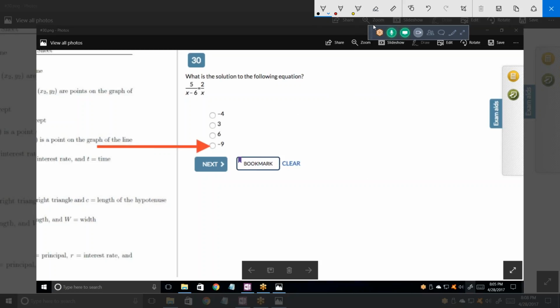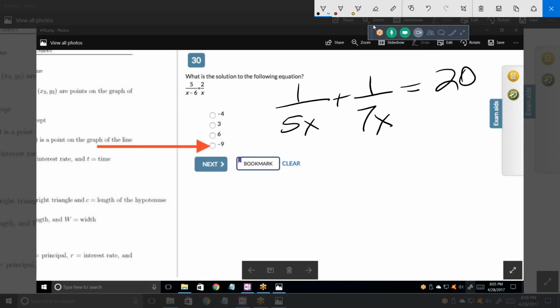I had 1 over 5x plus 1 over 7x equals 20. That's a hard-looking problem, right? What can I multiply both sides by such that I get rid of all the denominators? And I don't even need to do it in one step. I can do it in two steps.